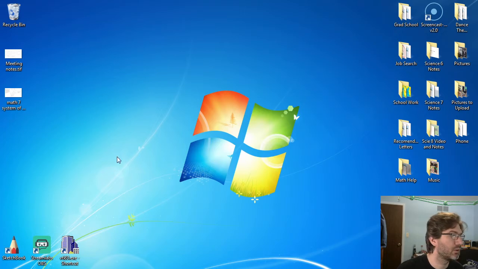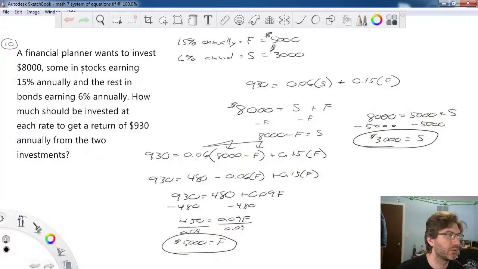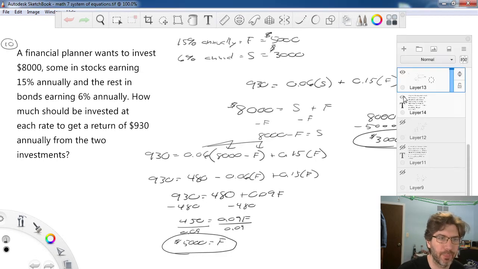Hey everyone. We are just going to continue going over system of equations. I actually did them all the other day, so I have them all set up.